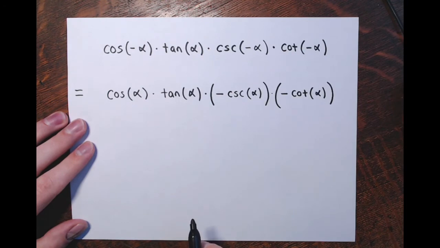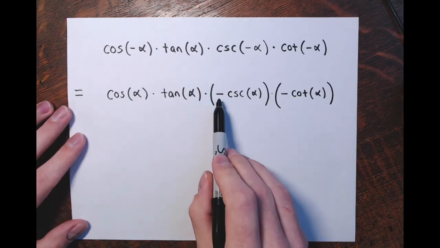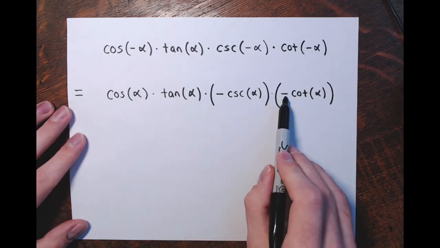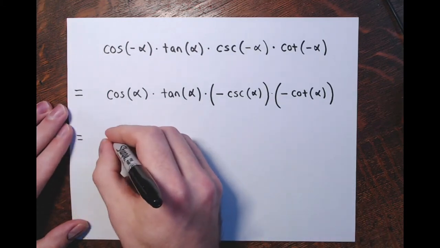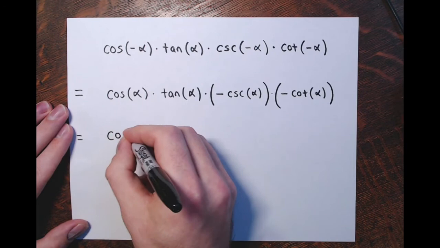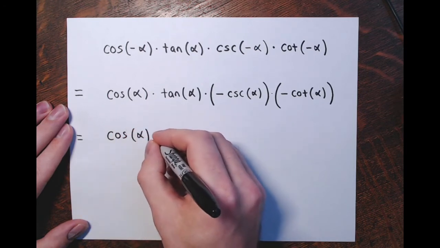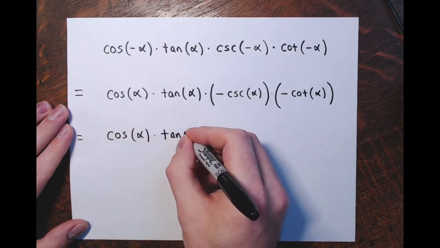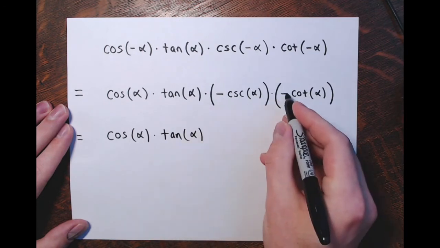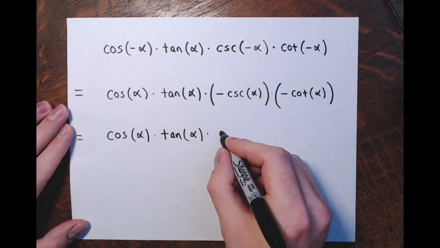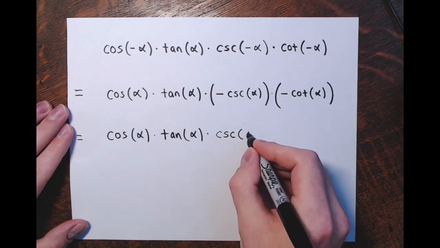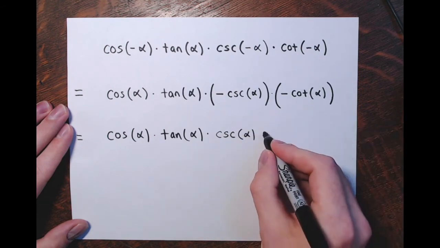All right. Now, nice thing is I've got a negative 1 here times a negative 1 there. That'll make this all have a positive 1 in front. So I'm going to write that in the next line. So we have cosine alpha times tangent alpha, and then the two negatives when multiplied make positive 1. So now I'm just left with cosecant alpha, cotangent alpha.